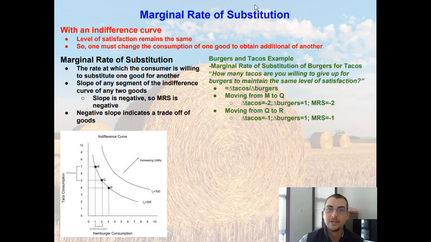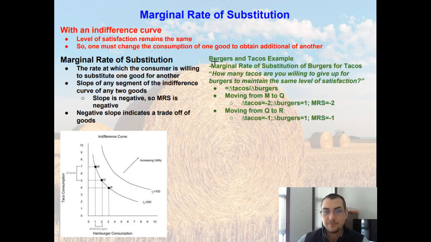So now I've thrown all that terminology at you, and I've said, all right, the marginal rate of substitution is going to be the slope of the indifference curve. If we pull out any particular segment and find the slope of that indifference curve, that is the marginal rate of substitution. Let's go ahead and go through an example. Let's put some numbers to it to hopefully clarify some of the stuff I've already mentioned.